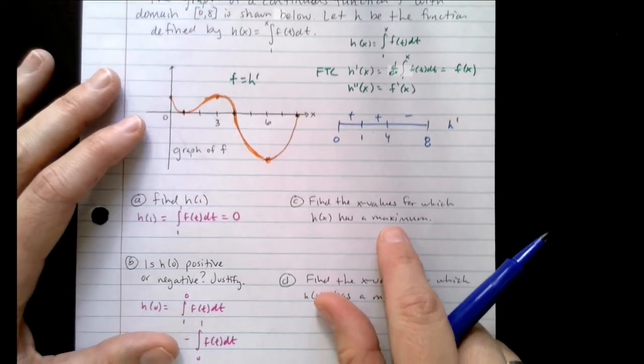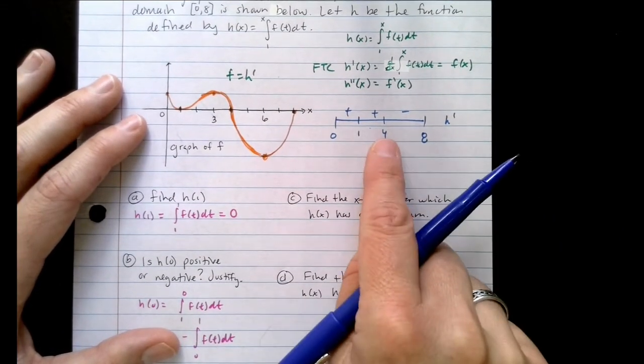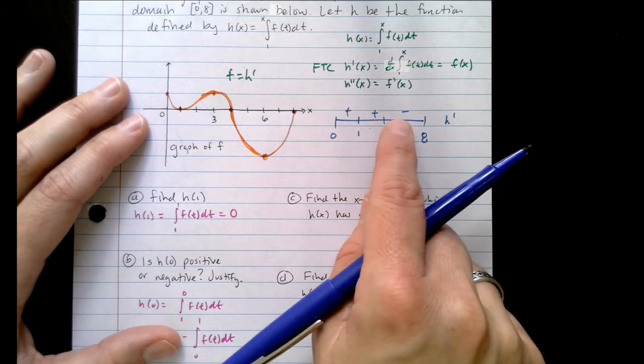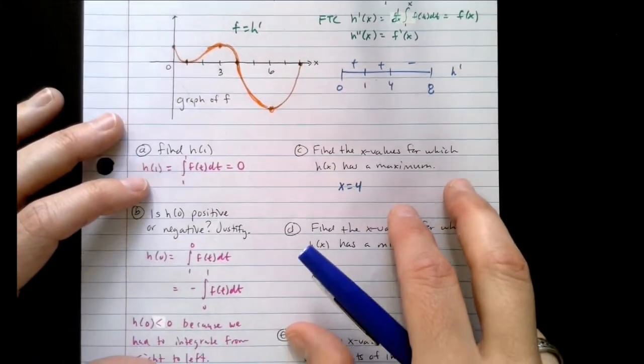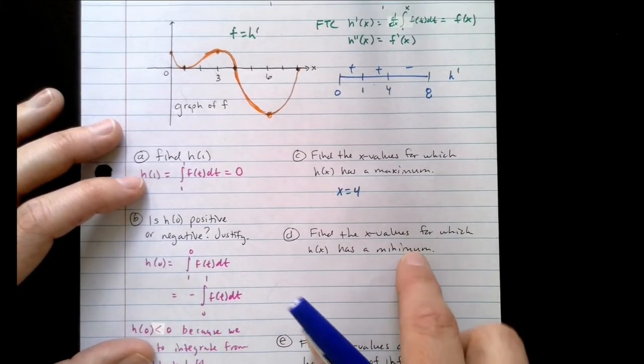So find the values at which h has a maximum. Well, I can see it's going to happen at 4 because this changes from positive to negative. Now look at the next part here. This says find the x values for which h has a minimum.